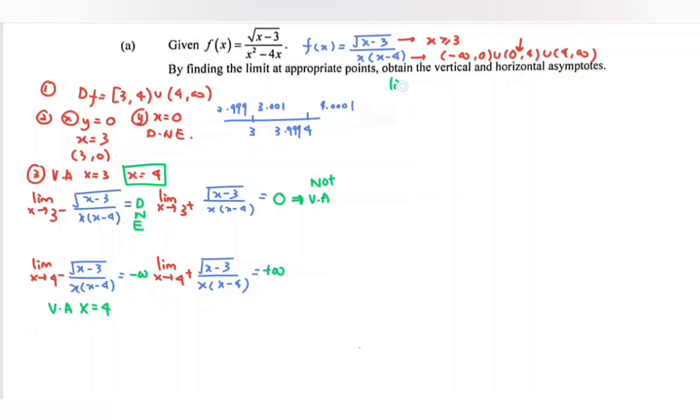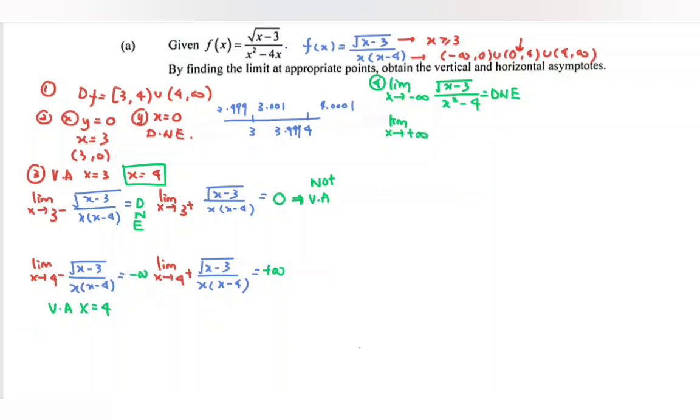Next, step number 4 is to find the horizontal asymptote. When x approaches negative infinity, for the function square root of x minus 3 over x squared minus 4, if we refer to the domain, actually there is no graph. So we can say it does not exist. Now the limit when x approaches positive infinity.